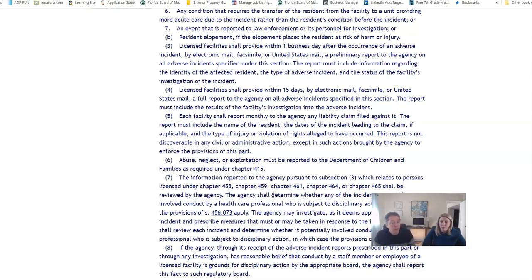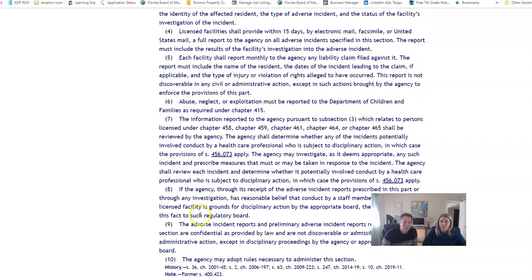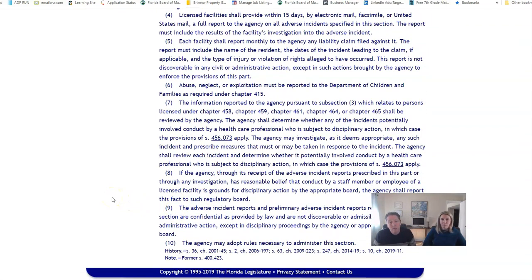Number 6, abuse, neglect, or exploitation must be reported to the Department of Children and Families as required under Chapter 415. Number 7, the information reported to the agency pursuant to subsection 3, which relates to persons licensed under, shall be reviewed by the agency. The agency shall determine, so when you submit the report, they're going to determine whether any of the incidents potentially involved conduct by a healthcare professional who is subject to disciplinary action. The agency may investigate as it deems appropriate any such incident and prescribe measures that must or may be taken in response to the incident.